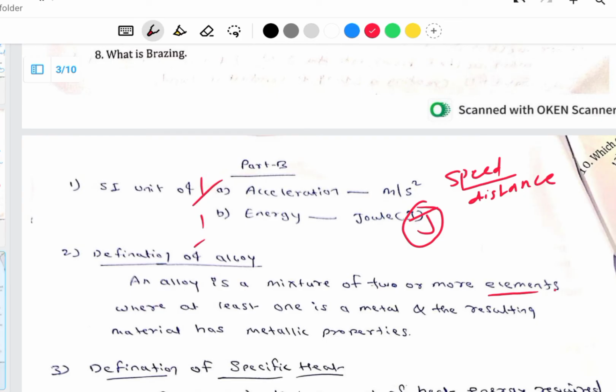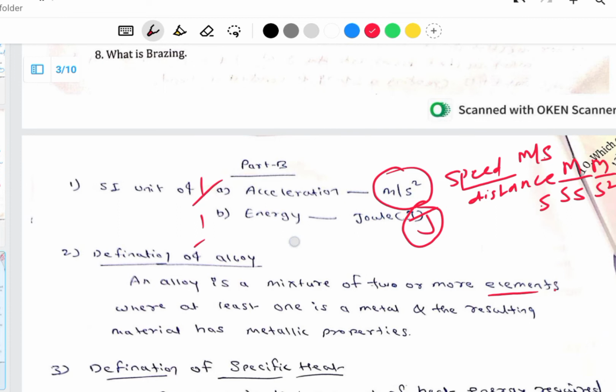So how is acceleration meter per second square? This is actually speed by time. Speed is measured in meter per second, and time is in second. So it will be meter per second, per second. So this will be meter per second square. That's why the unit is meter per second square.